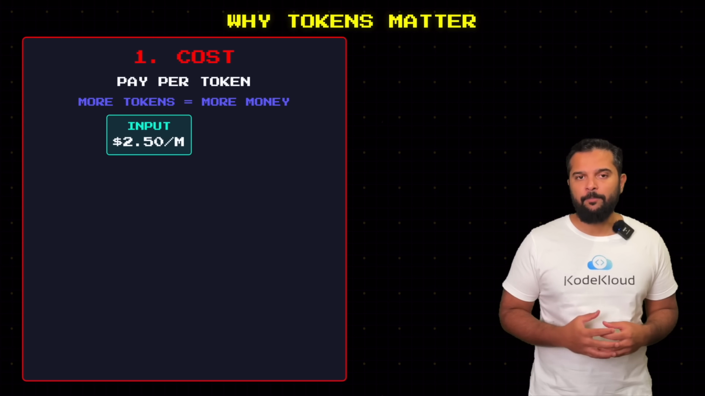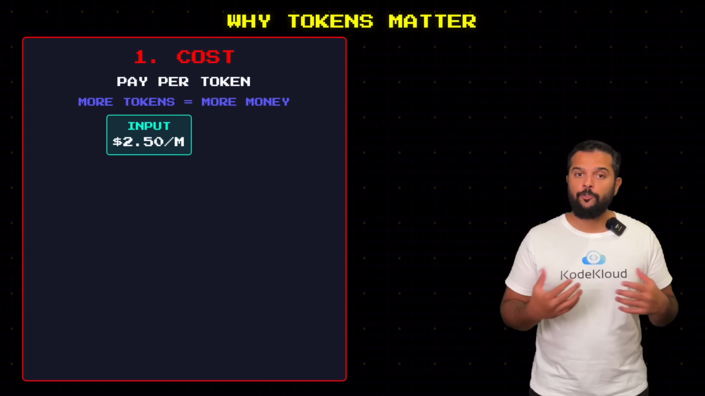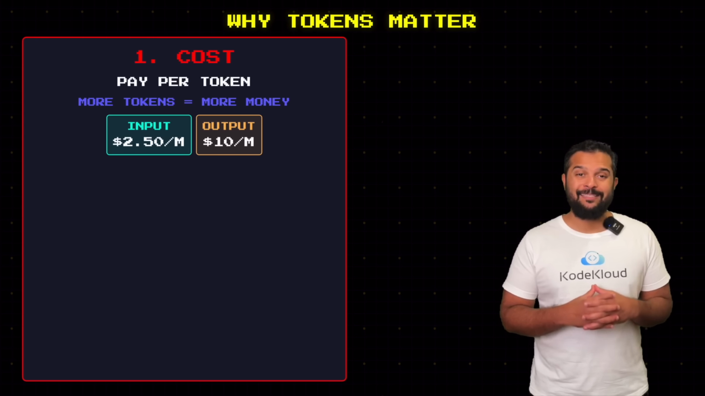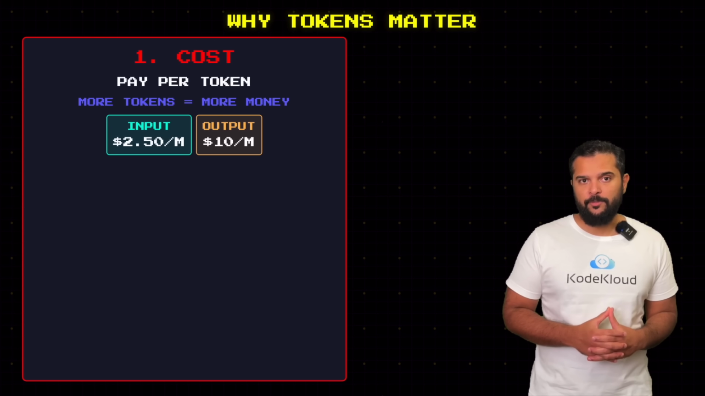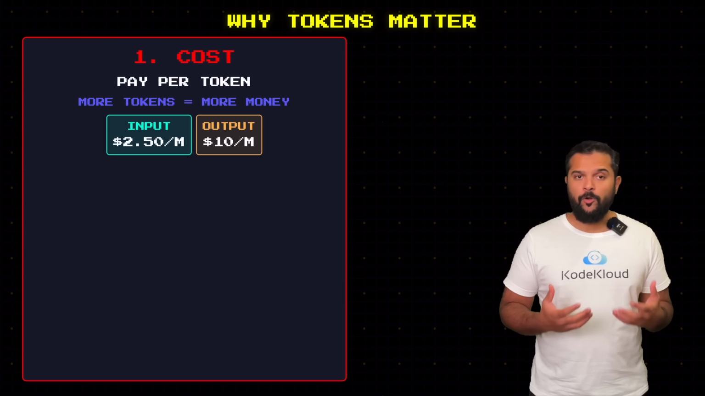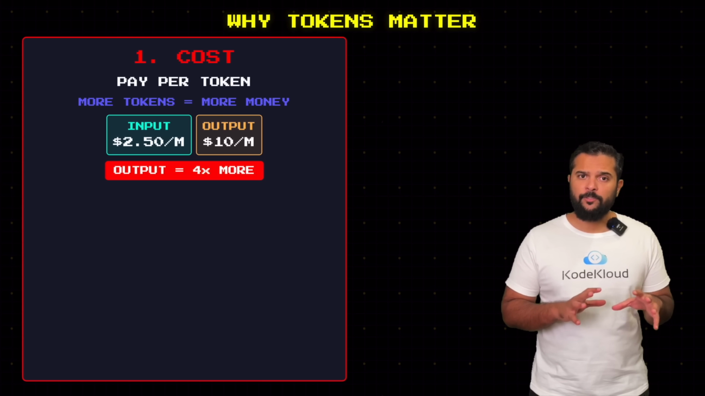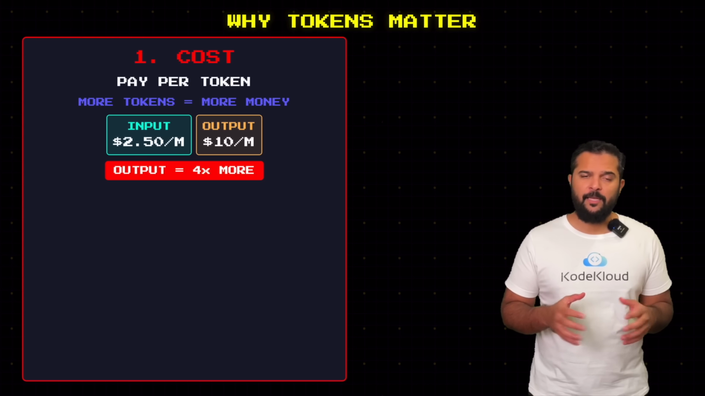To give you a real example, GPT-4o charges around $2.50 per million input tokens and $10 per million output tokens. A 500-word prompt costs fractions of a cent, but here's the thing. Output tokens are 4 times more expensive than input tokens.